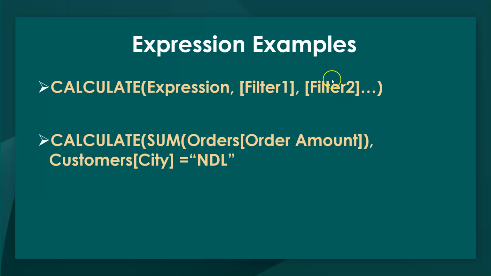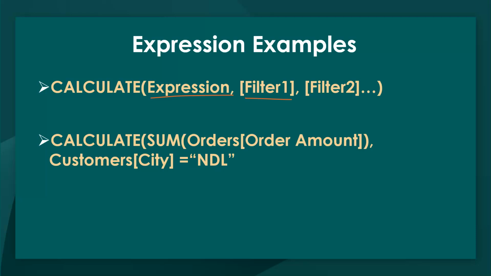In CALCULATE, the first argument is the expression, that is, what kind of aggregation you want: average, sum, count, min, or max. After that, you will see that we have another function argument, that is filter. Here we can put different conditions to make it more advanced.